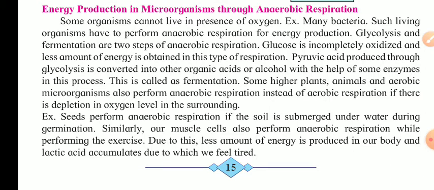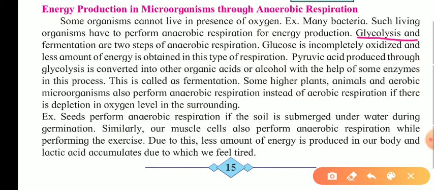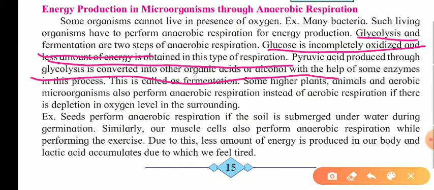In these bacteria especially, anaerobic respiration takes place. There are two important steps in anaerobic respiration: one is glycolysis and the other is fermentation. Glucose is incompletely oxidized and a smaller amount of energy is obtained in this type of respiration. The pyruvic acid produced through glycolysis is converted into other organic acids or alcohols with the help of some enzymes, and this process is called fermentation.